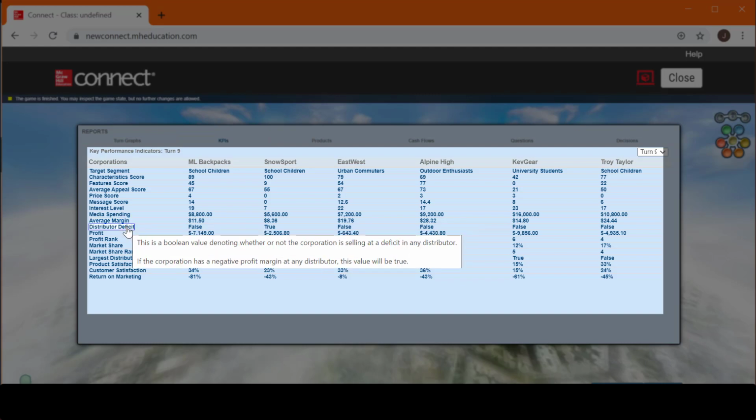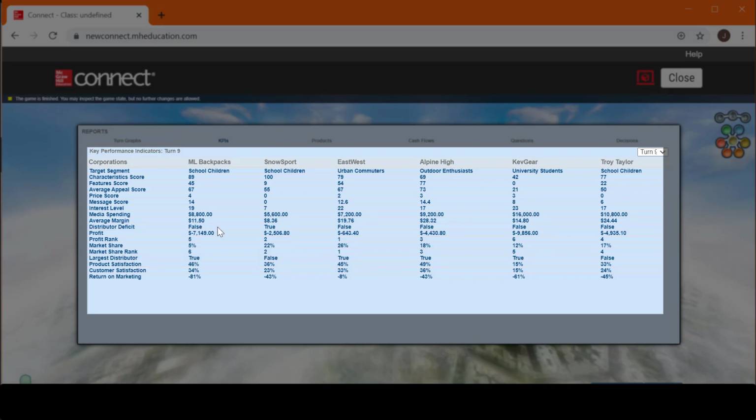Another area to look at is the distributor deficit. It's going to tell you true or false. True if you're not making a profit in a store, false if you are making a profit in a store. If you get a true here, that means your backpack that you're selling inside a retail store, and it could be any of the retail stores that you're selling in, you're actually losing money on every backpack that you're selling. Based on how much it costs to make your backpack, the price that you're charging for it, and the cut the distributor is taking, that could actually lead to you losing money selling each backpack. You're literally paying people to buy your backpack. So if you get a true here, you need to go in and try and figure out how to either raise your prices or lower your costs in order to make a profit inside each store.